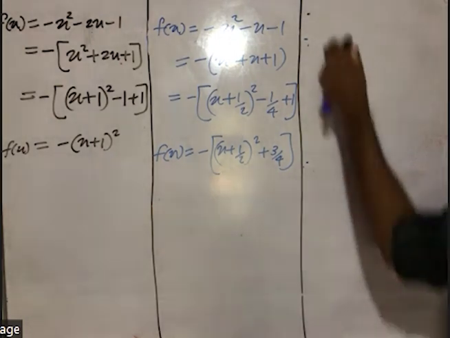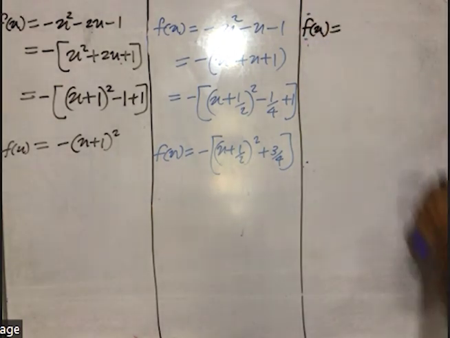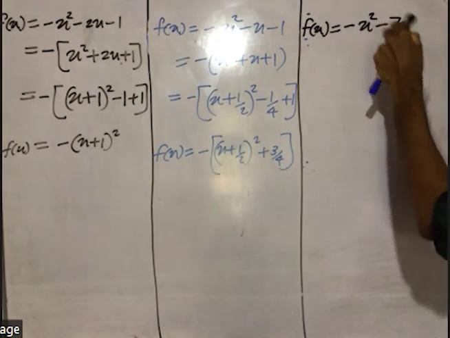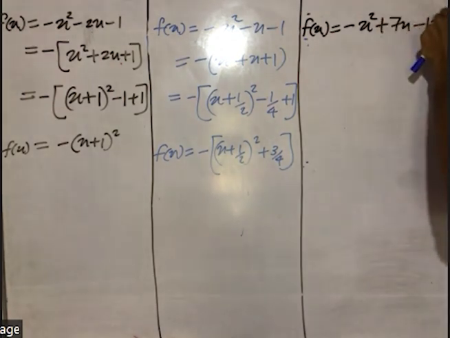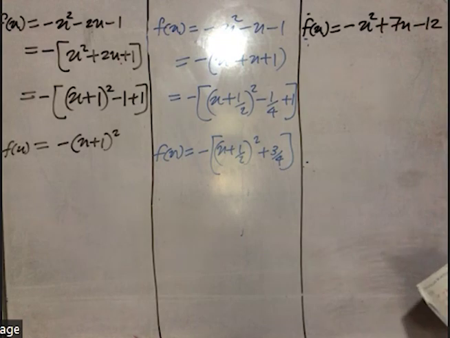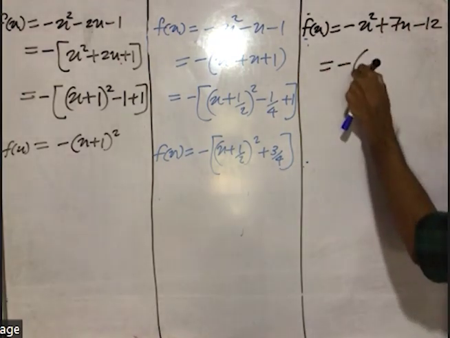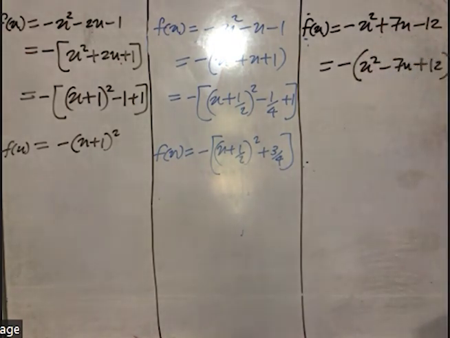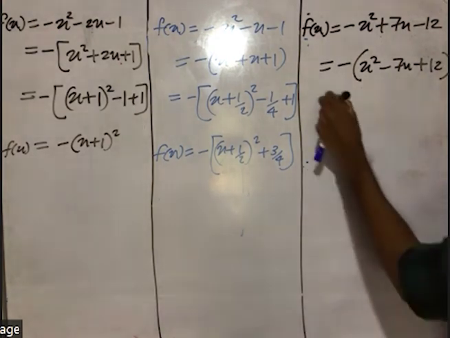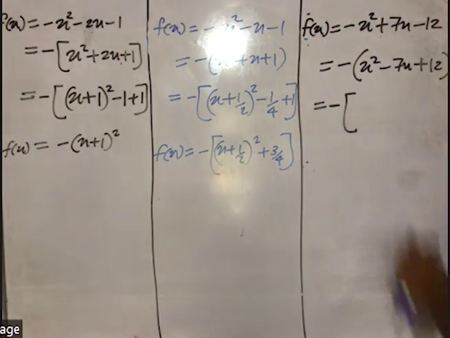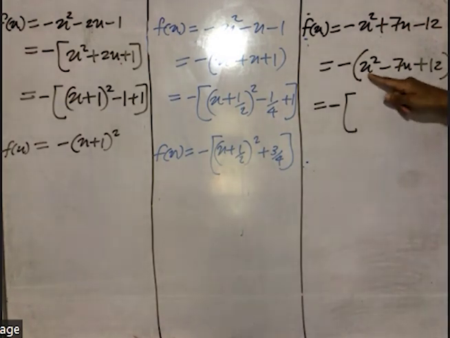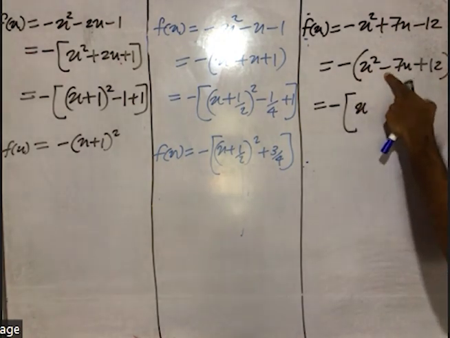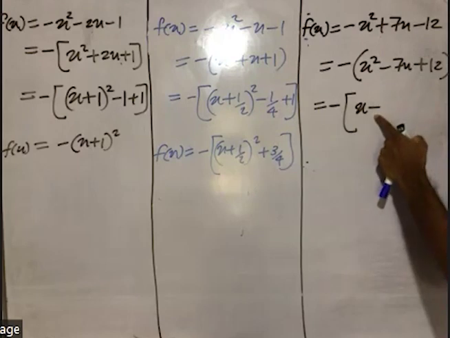Next I will take another function, f(x) equal to minus x square plus 7x minus 2. Now if you separate the negative sign, we will get x square minus 7x plus 2. Again here also we can use the completing square method. Take x without the square. If there is a negative sign, take the negative sign here. If there is a positive sign, take the positive sign here.